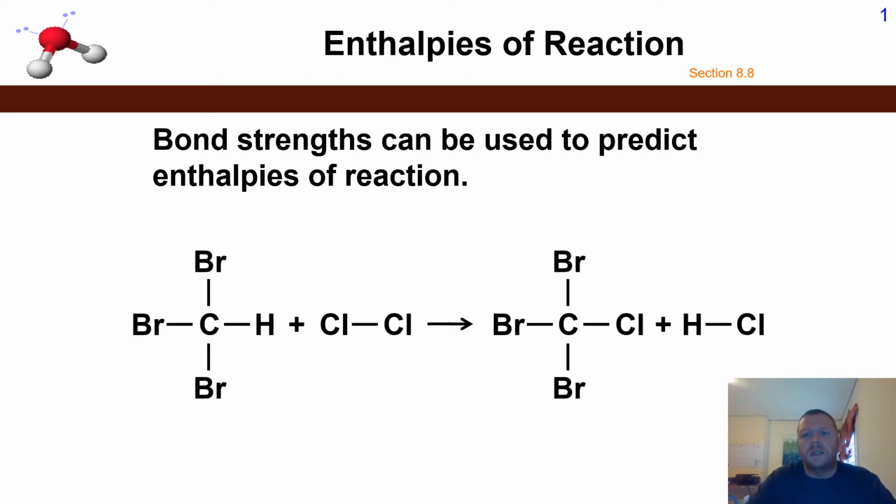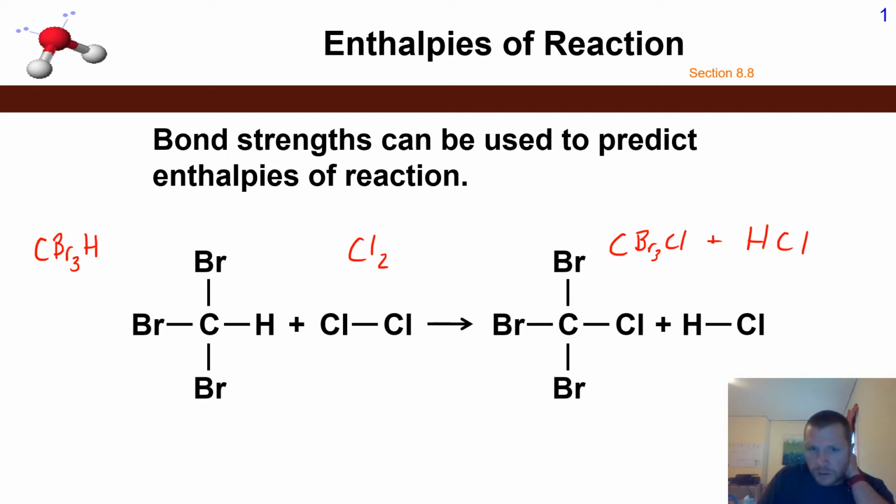So as an example, let's take this reaction right here. What this reaction is, is CBr3H, or HCBr3, and Cl2. These two components are going to react to form CBr3Cl plus HCl. Now, what this tells us is we have one mole of this molecule and one mole of this molecule. They react perfectly together to form this molecule and this molecule.